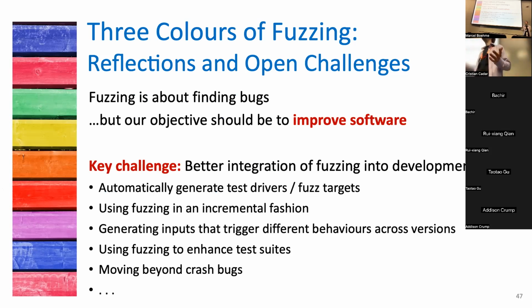I talked about various different things: how we automatically generate test drivers, also called fuzz targets; how we use fuzzing in an incremental fashion, generating inputs that trigger different behaviors across versions; using fuzzing to enhance test suites; and moving beyond crash bugs. Thanks a lot, and very happy to take questions.